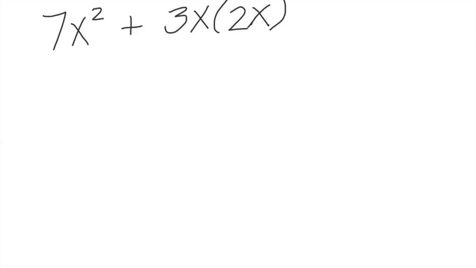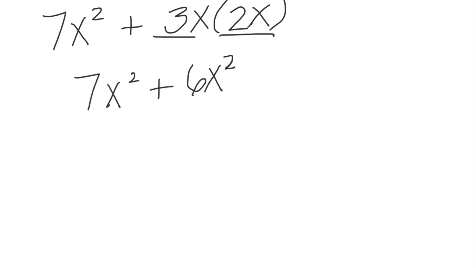Okay, perfect. We're all good to go? All right. So this one is 3x times 2x. We always want to start with wherever the parentheses is. 3 times 2 is 6, x times x, x squared. And then 7x squared plus 6x squared, because we bring down this, right? 7 plus 6, 13. So 13x squared.